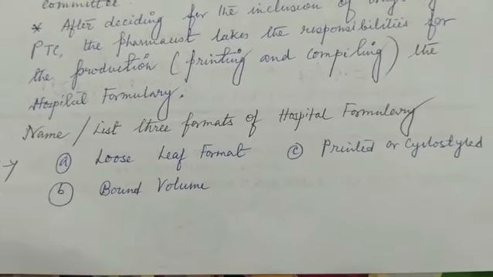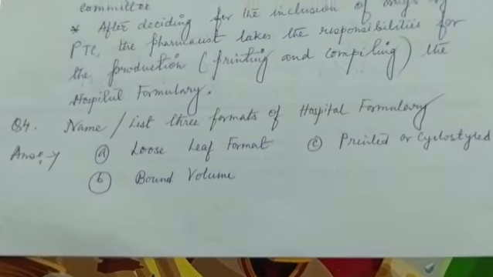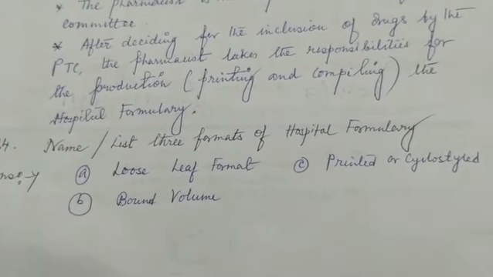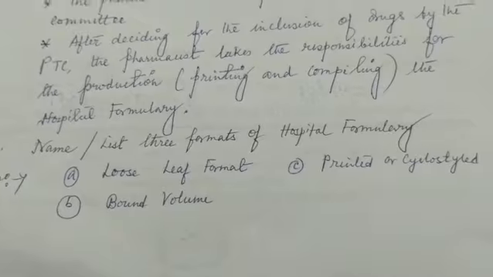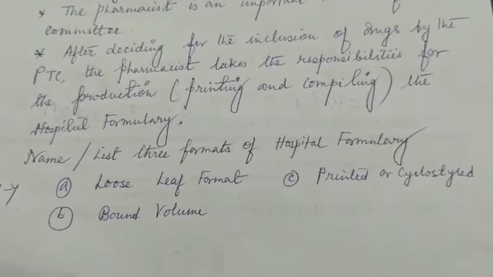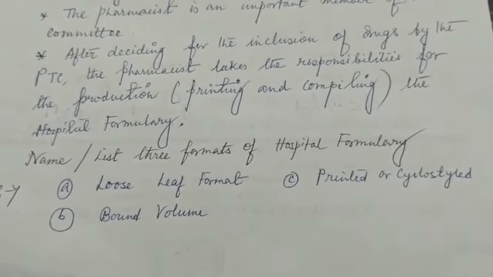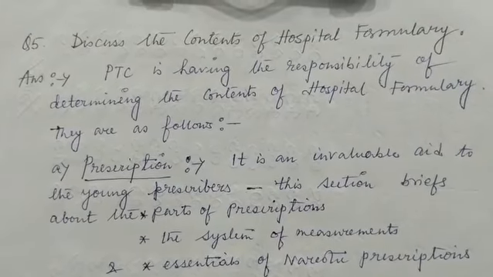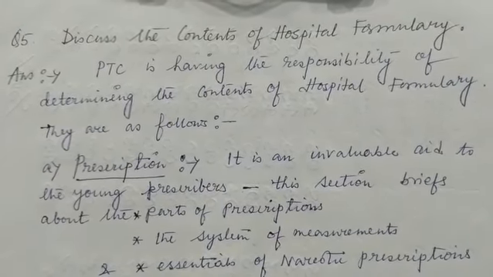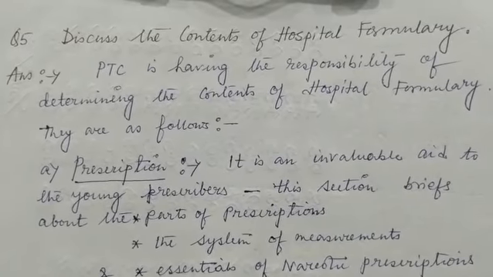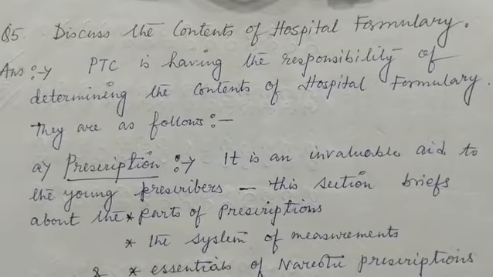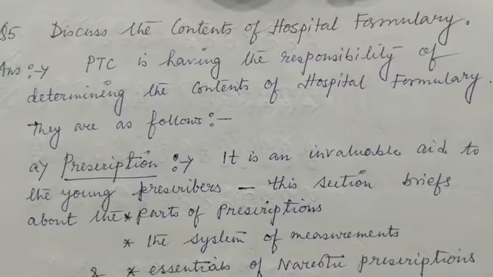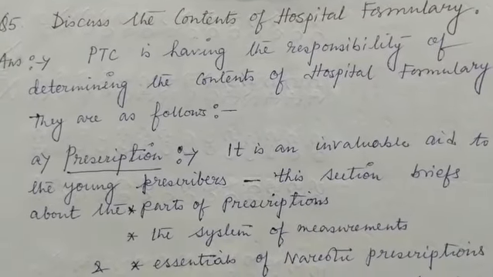Now, name or list the formats of hospital formulary. That comes under short question. So there are three types: loose leaf format, printed or cyclostyle format, and bound volume format. Number 5 is very important: discuss the contents of hospital formulary. So the PTC has the responsibility of determining the contents of the hospital formulary. Those are as follows.